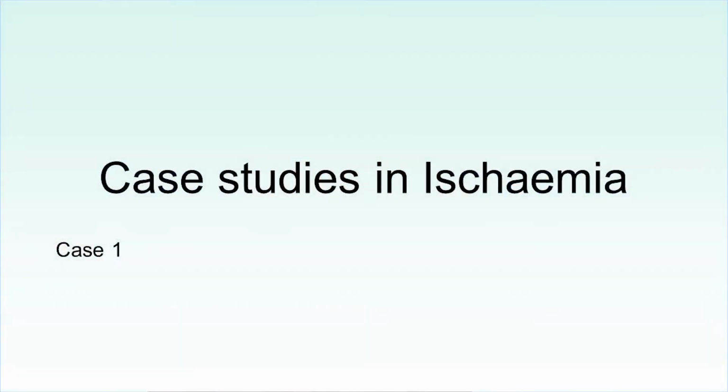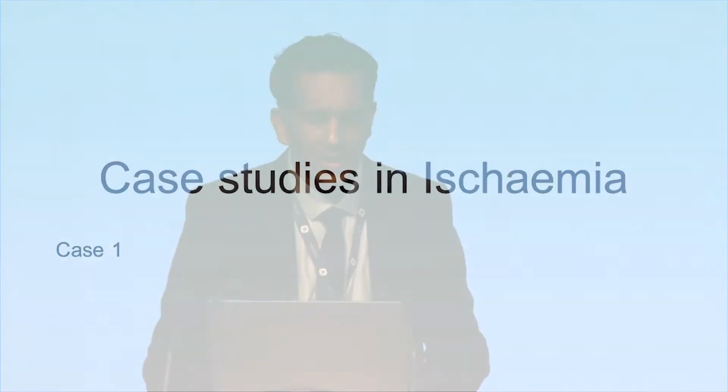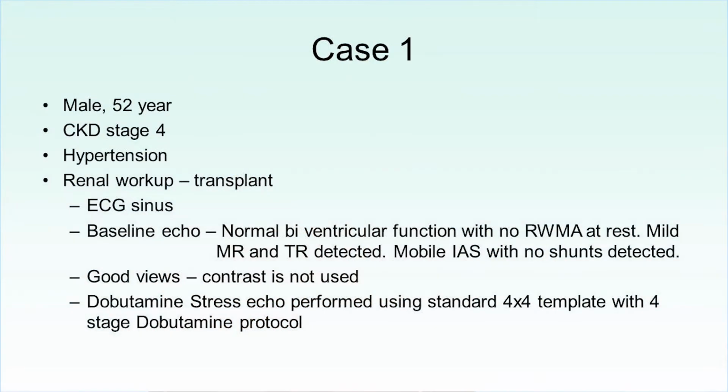A male 52-year-old who's a renal patient. So from our kind of caseload, 10% of the patients are renal patients. Hypertensive, renal workup. I do apologize. So male 52-year-old renal patient, it's a work-up for renal transplant.